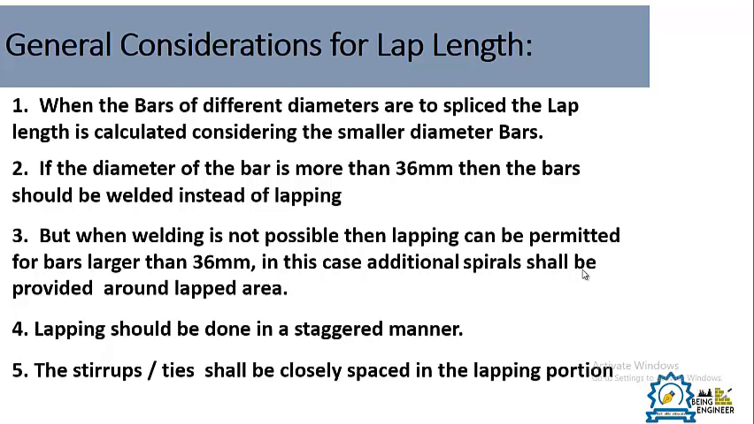Number 5 is that stirrups or ties shall be closely spaced in the lapping portion, because in the lapping portion the strength reduces to a certain extent, and to overcome this reduction in strength we provide closely spaced stirrups or ties. As I mentioned here, in the overlapped or welded portion, additional spirals should be provided around the lapped area.